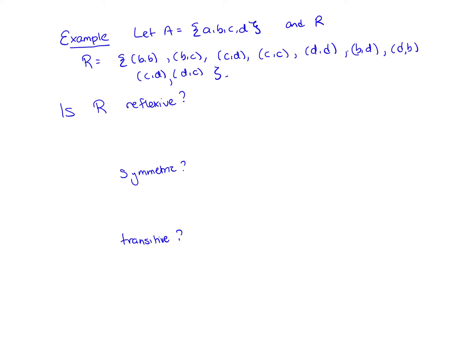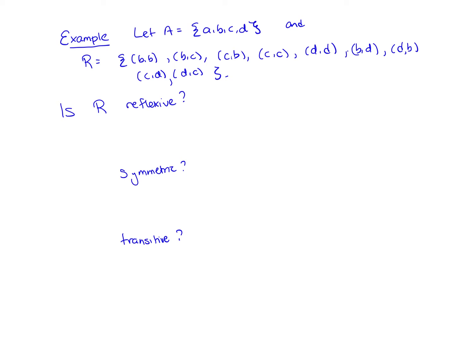Let's look at one more example here. Let's say we have A as the set {A, B, C, D}, and R is equal to this relation given by BB, BC, CD, CC, DD, BD, DB, CB, and DC. Let me go ahead and just update that one quick second. I'm going to change that guy to a B.